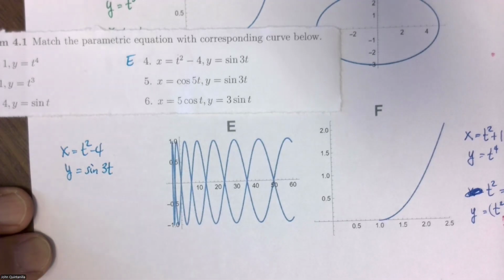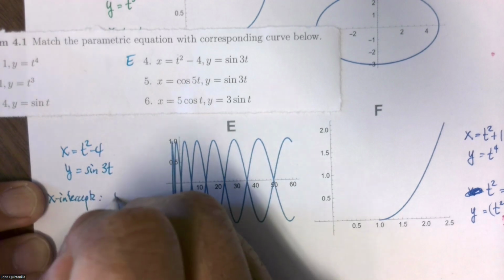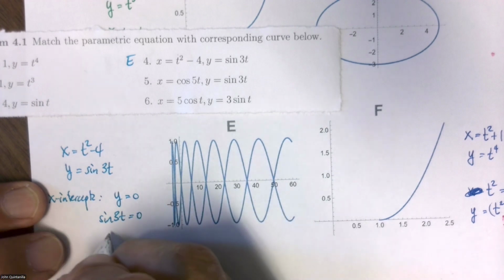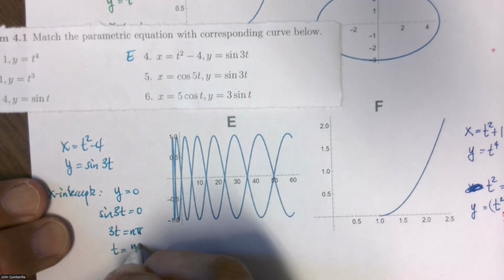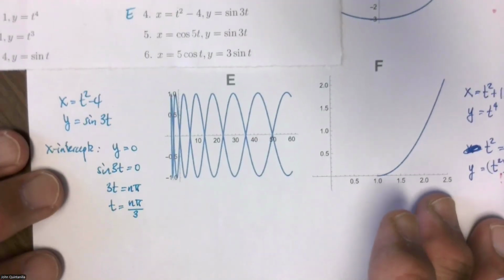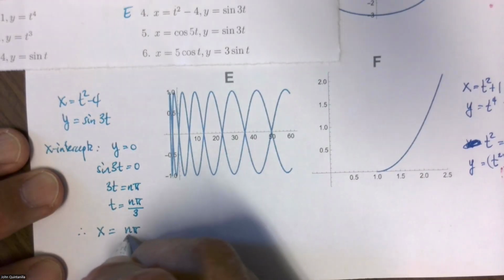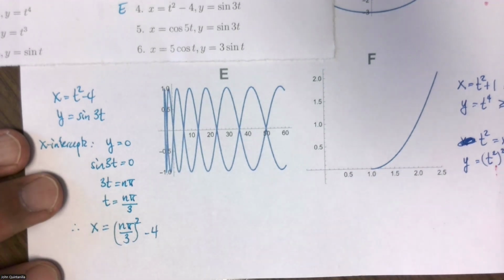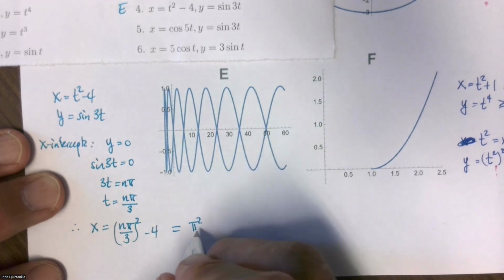Now let's do the same analysis that I did before with the x-intercepts. The x-intercepts happen when y is equal to 0, so sine of 3t equals 0. And so 3t must be a multiple of pi, and so t must be a multiple of pi divided by 3. And therefore, the x-coordinate would be a multiple of pi divided by 3 squared minus 4. Okay, so let's see. If n is equal to 0, I get 0 minus 4, which is negative 4.